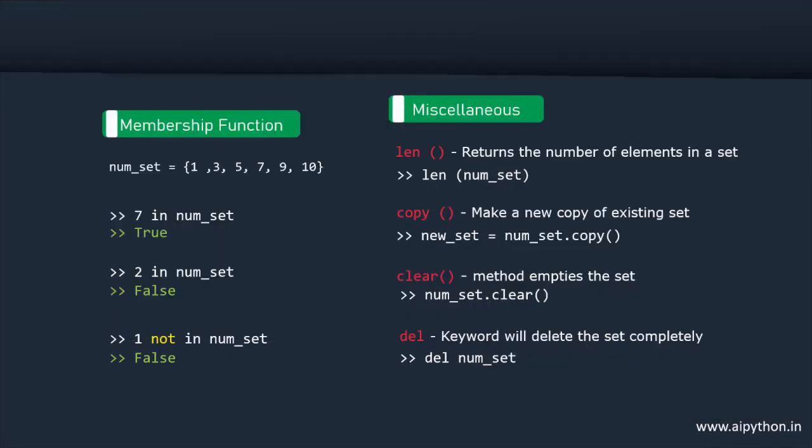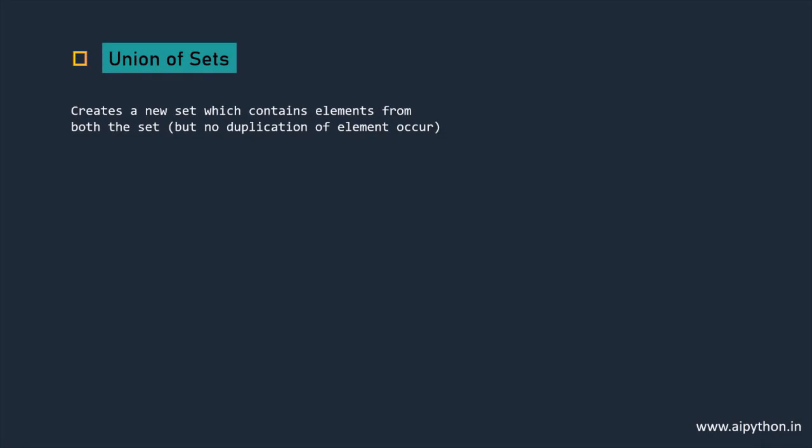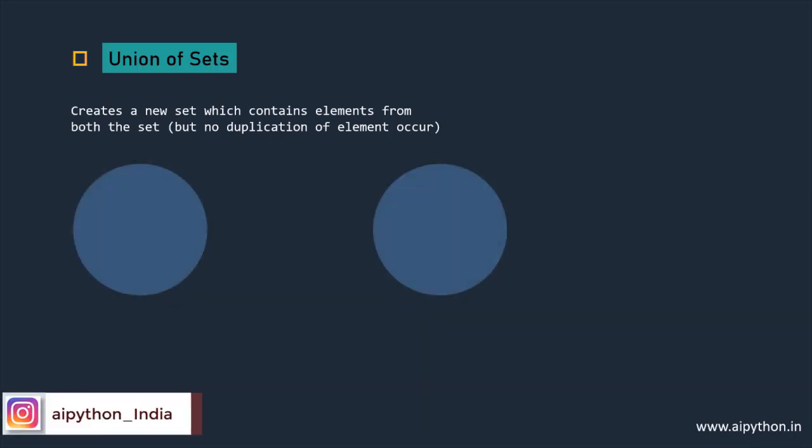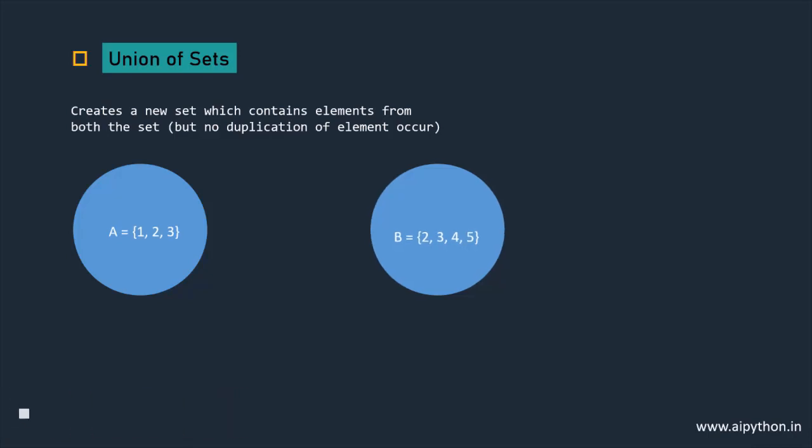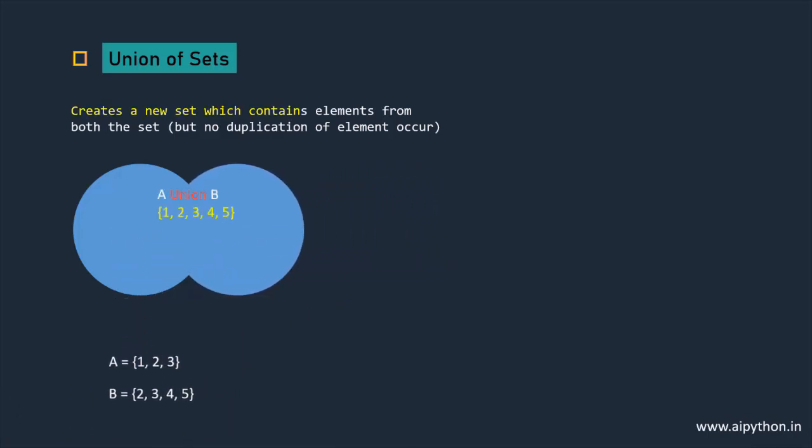Moving ahead, we'll check the new dimension of sets, which is union, intersection, and other things. We'll start with the union of sets. What does union of sets exactly mean? It creates a new set which contains elements from both the sets, but no duplication of elements will occur. Let's say we have sets A and B having elements 1, 2, 3 and 2, 3, 4, 5. What will union make? This will make a new set having all the elements but no duplication, so a new set which has elements 1, 2, 3, 4, and 5. There is no repetition, but all the elements are captured in the union of a set.